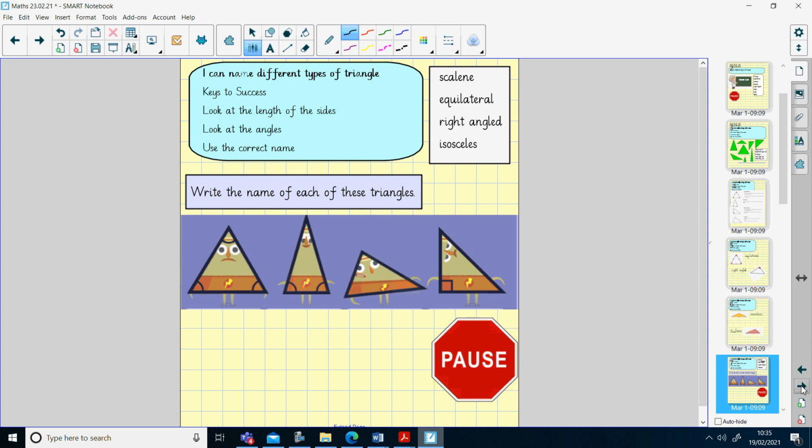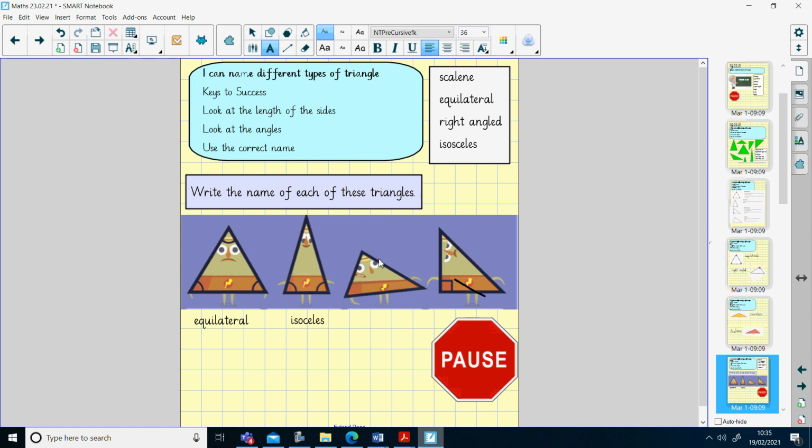Can you pause the video and write down the name of each triangle shown here? Pause the video now and then come back to me when you're done. The words are at the top to help you with the spellings. Okay, children, so this one here is my equilateral triangle. This one here, children, has 2 sides that are the same length, and then this side here. So I know that this is my isosceles triangle, because isosceles triangles have 2 sides that are the same length.